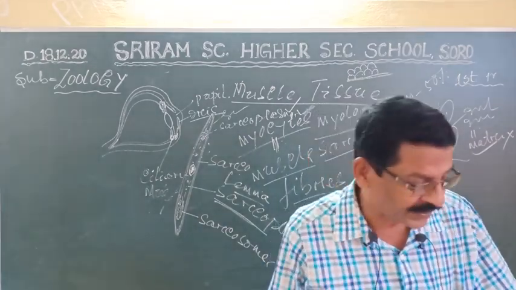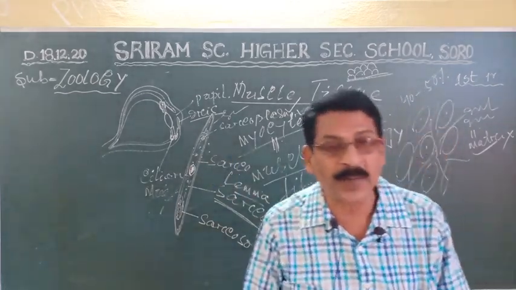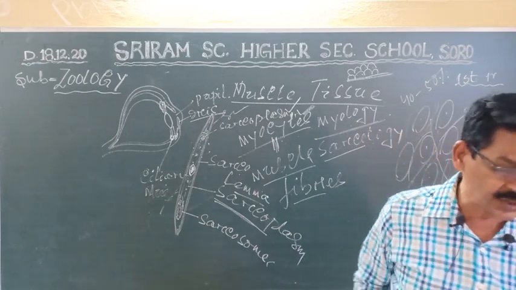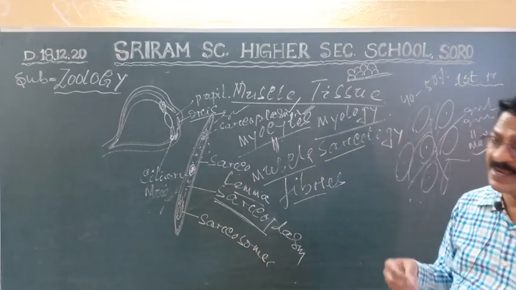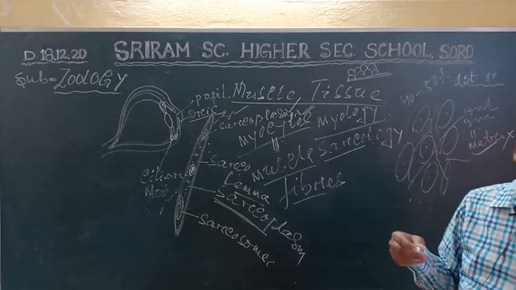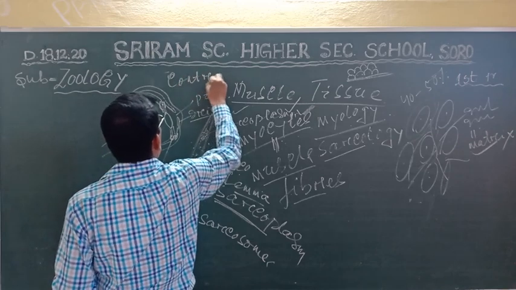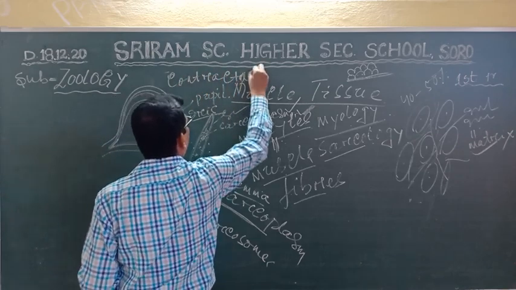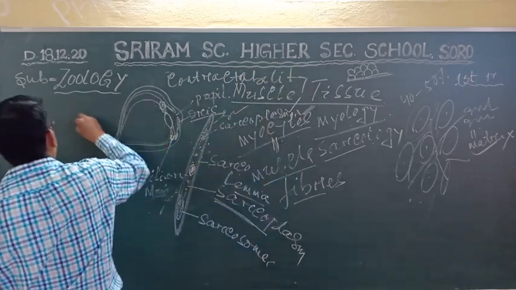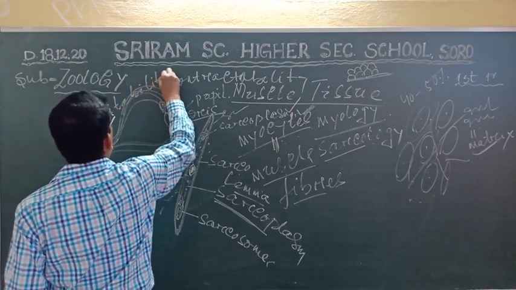Clear? Then why are these cells called muscle cells? What are the main properties of the muscle cell? There are two main properties. One is contractibility, and another is excitability. So what is the meaning?